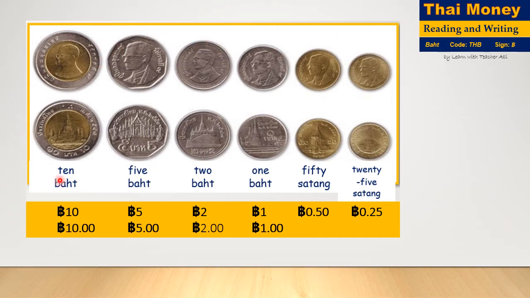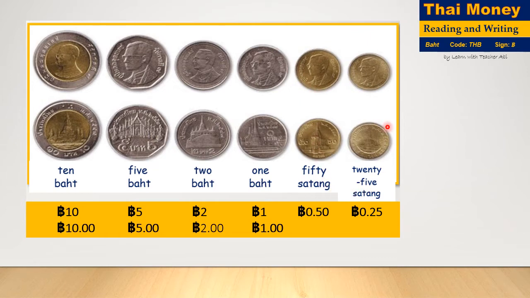Let's read them. 10 baht: the sign and 10, or you can write the sign and the 10, then a decimal point and then 0 0 because there is no satang here. Next, say 5 baht, so sign and then number, and then 0 0. 2 baht, sign and then the value. 1 baht, sign and the value.